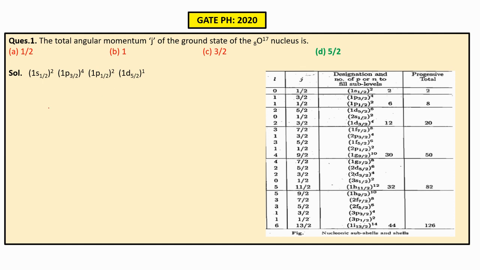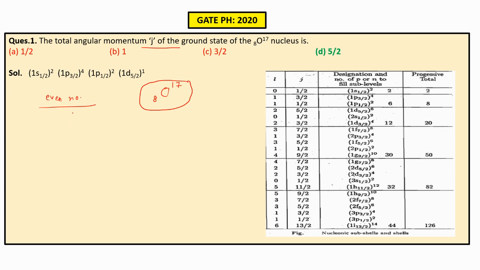This is the first question. Like, this came in GATE 2022. In this question, you are asked to find out the total angular momentum of the ground state of oxygen. I've already told you, if it is an even number, don't take this into consideration. You have to only find out which one is what, proton or neutron.